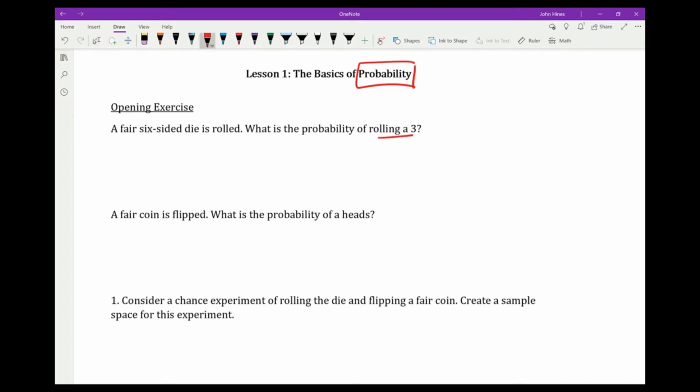So a fair six-sided die is rolled. What is the probability of rolling a 3? So I want to know, what is the probability of rolling a 3? This is the notation we're going to use. Probability, the parentheses mean of rolling a 3. Well, on a die, there's 6 sides, and one of them has 3 dots on it, so the probability is 1/6.